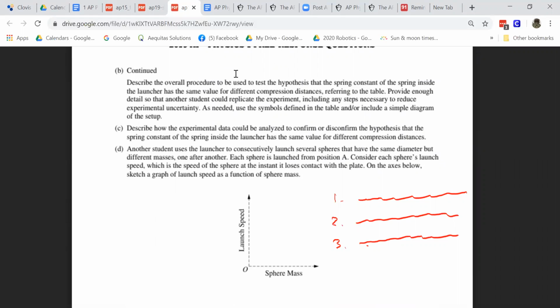Now, one of the things, take 3 trials at each shooting position. And then you can take an average.